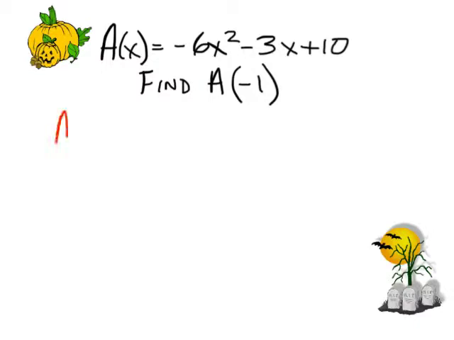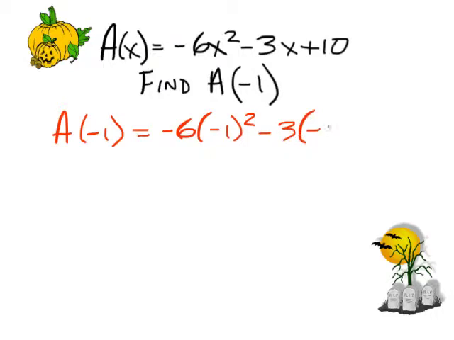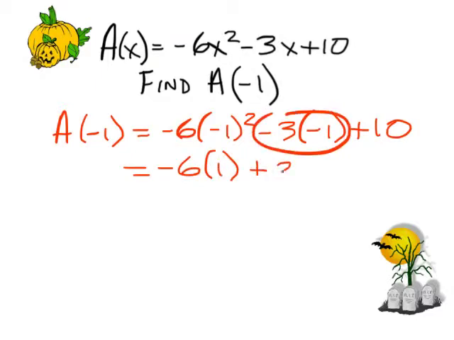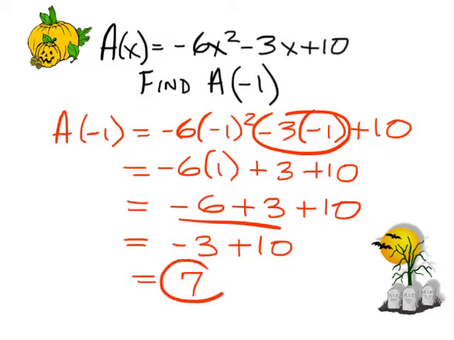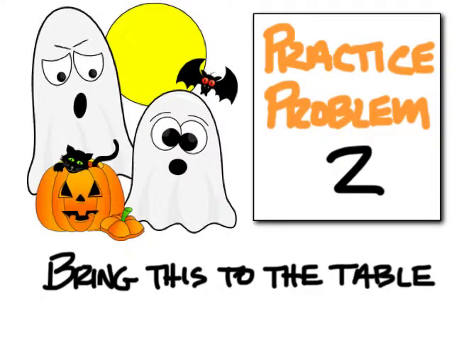On this one, you should have A of negative 1 equals negative 6 times negative 1 squared minus 3 times negative 1 plus 10. And negative 1 squared is simply 1. This turns into plus 3, and then we have plus 10. Negative 6 plus 3 plus 10, and then this will go to a negative 3. Add 10 to that and come up with 7.